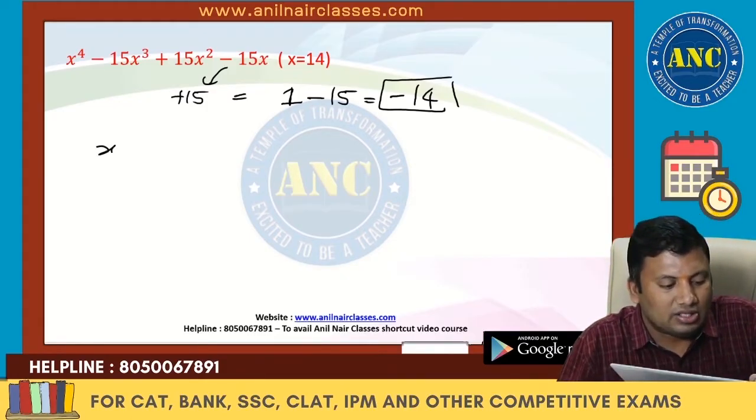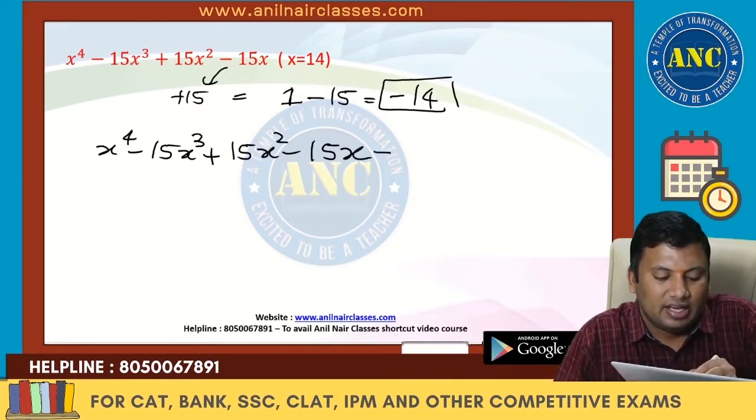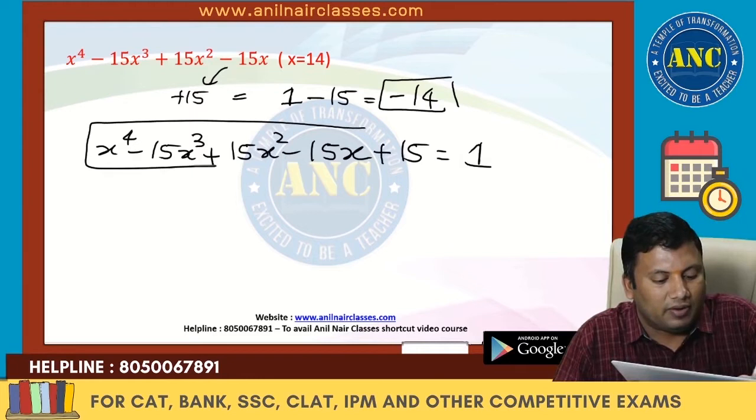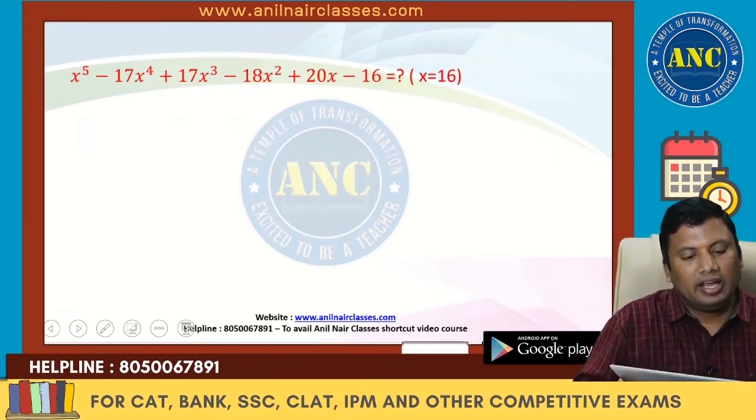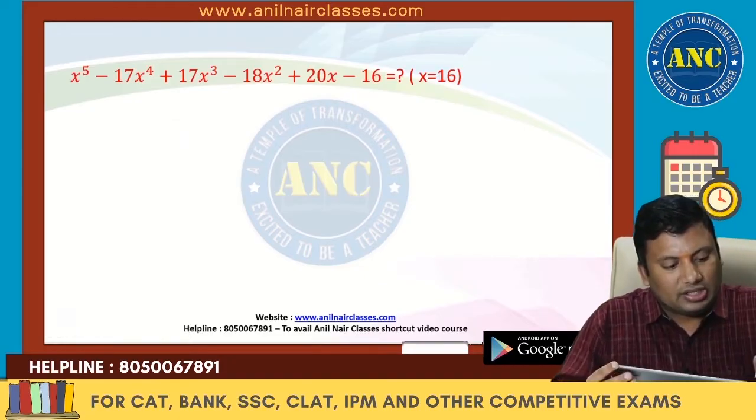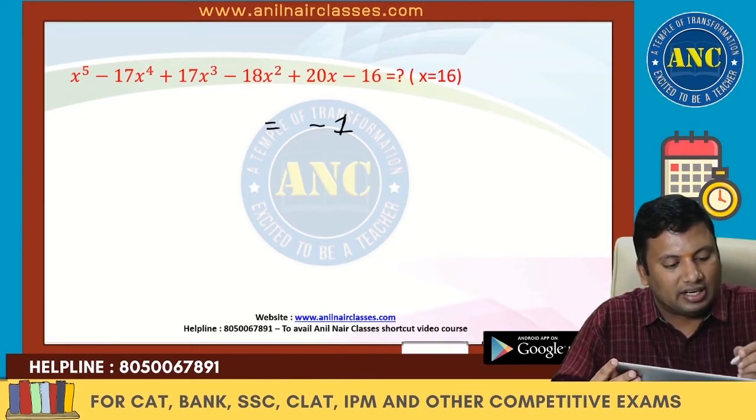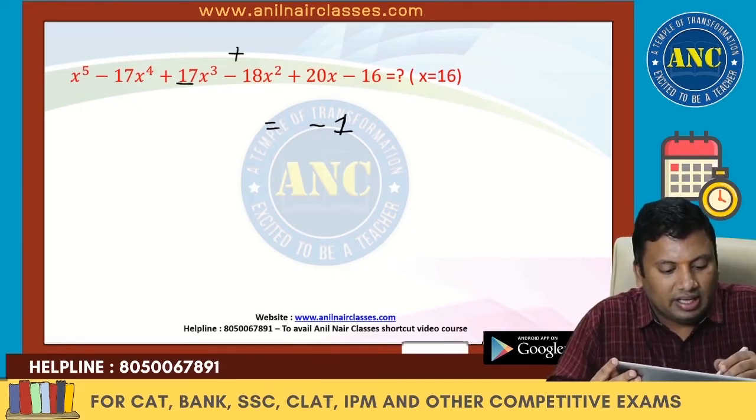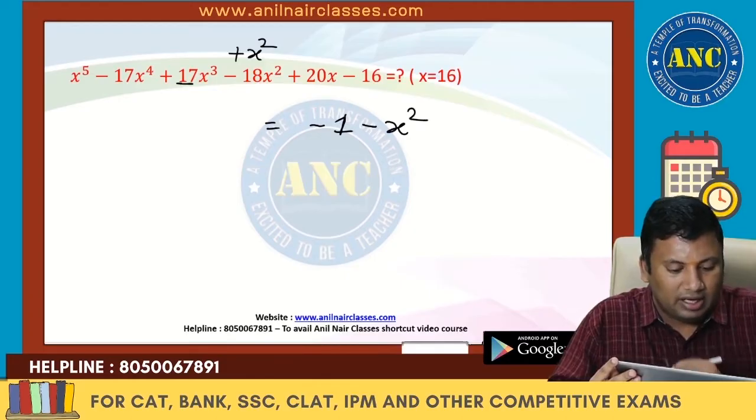Or otherwise, if x power 4 minus 15x cube plus 15x square minus 15x plus 15 is there, it is nothing but 1. Till here I require 1 minus 15, which is minus 14. Again it is nothing but x power 5. So the answer is minus 1 on the right hand side. 17 means it should be plus x square. So the right hand side will be minus x square.